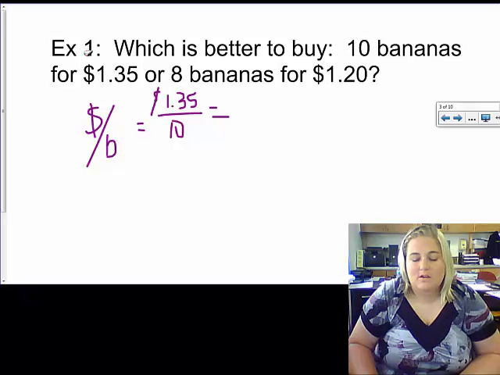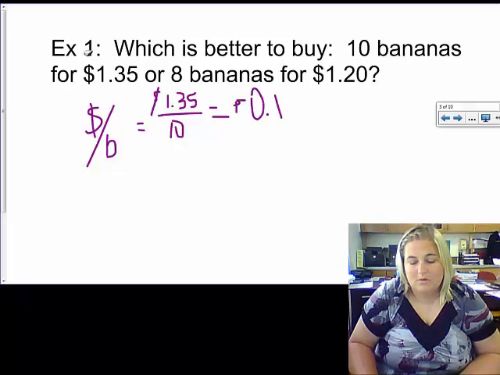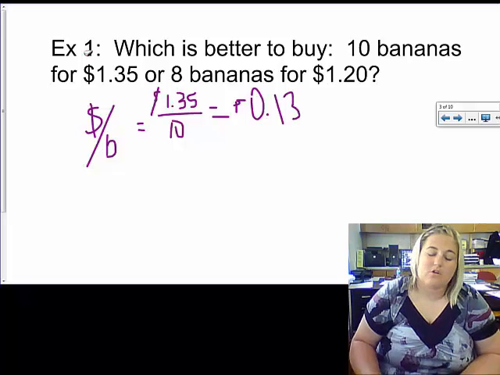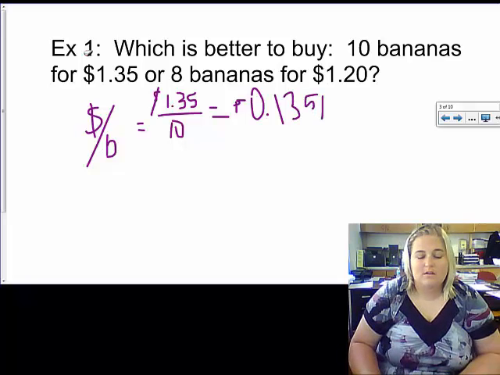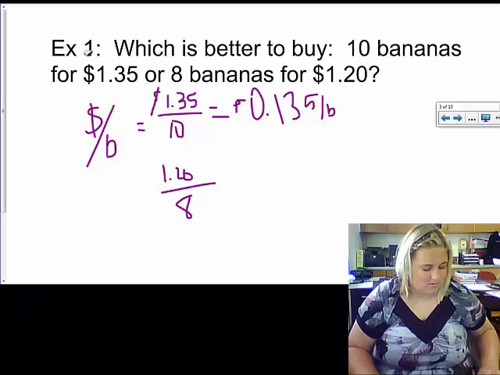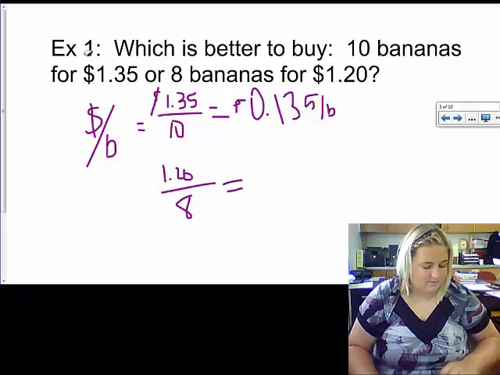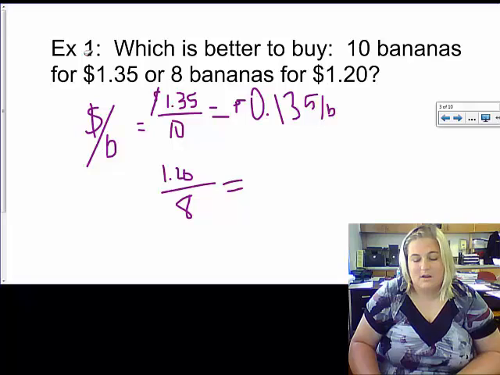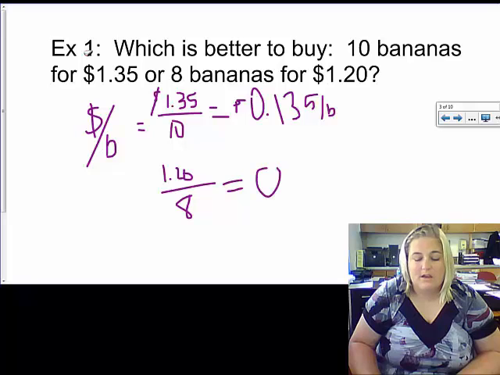So if I reduce this to a price per banana, this would be the same as 13.5 cents per banana. Okay, this is my per banana there. The other one is $1.20 for 8 bananas. So when I divide 120 divided by 8, that is 15 cents per banana.